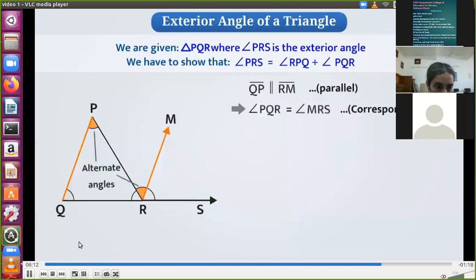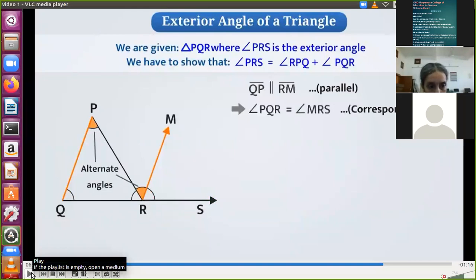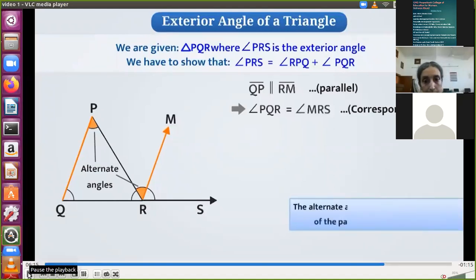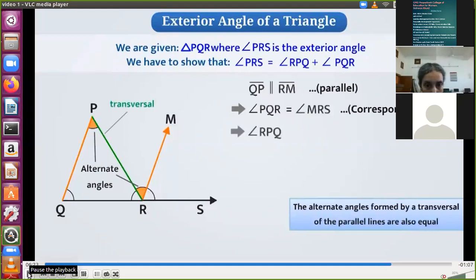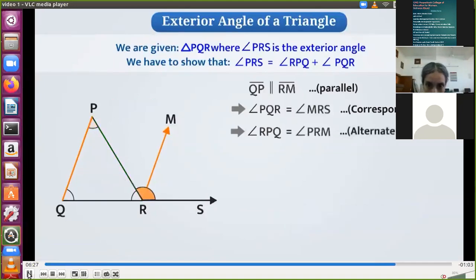Next, angle RPQ and angle PRM, these angles you all are seeing here, these are called alternate angles. So alternate angles are always equal. So we can say that angle RPQ is equal to angle PRM because they are alternate angles.